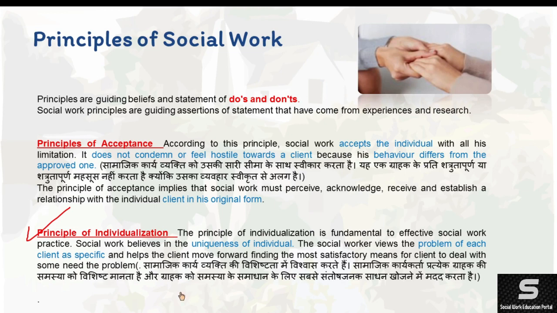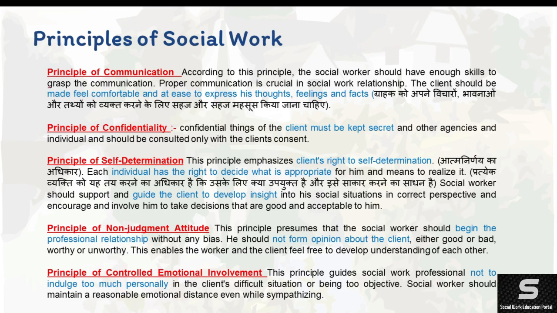Now the next principle, that is principle of communication. A proper communication is always very crucial in a social work relationship, because a good communication can make it comfortable for the client to express their thoughts, their feelings, their facts with the social worker, so they can easily handle the problem. So the communication always becomes a very important part in this process.